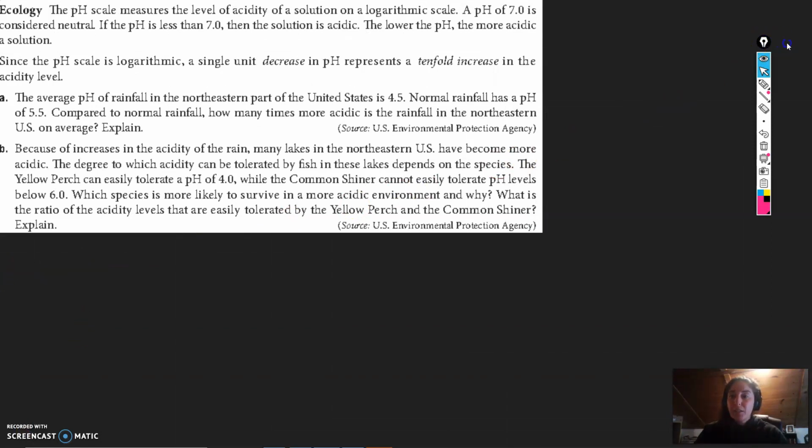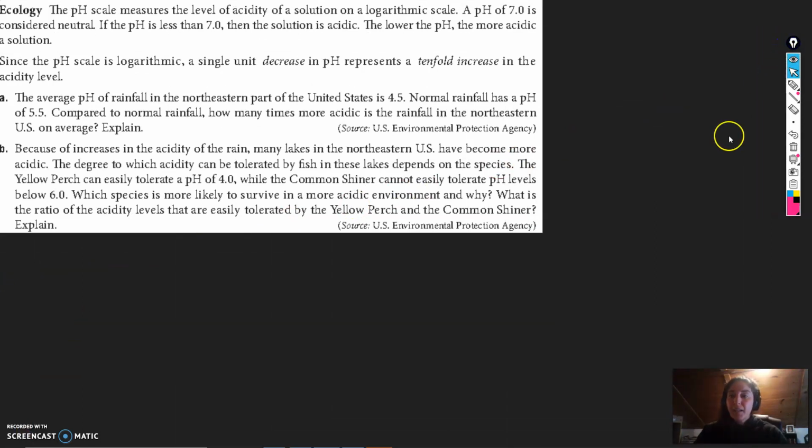Okay, so pH is the scale that measures acidity. I know a lot of you guys are simultaneously doing chemistry courses, so this may make a lot of sense to you. For ecology, the pH scale measures the level of acidity of a solution on a logarithmic scale. A pH of 7 is considered neutral, so pure distilled water has a pH of 7.